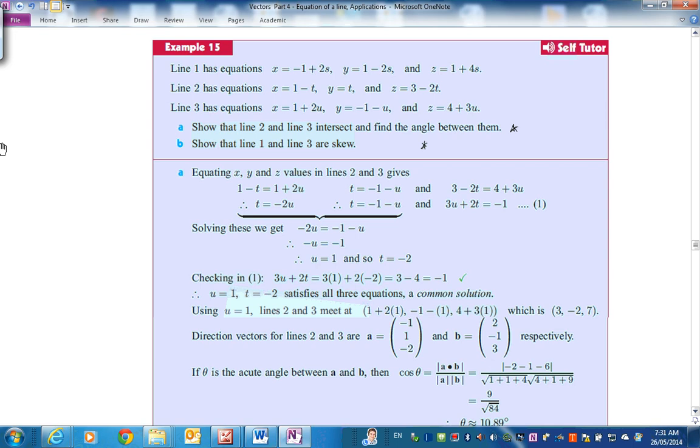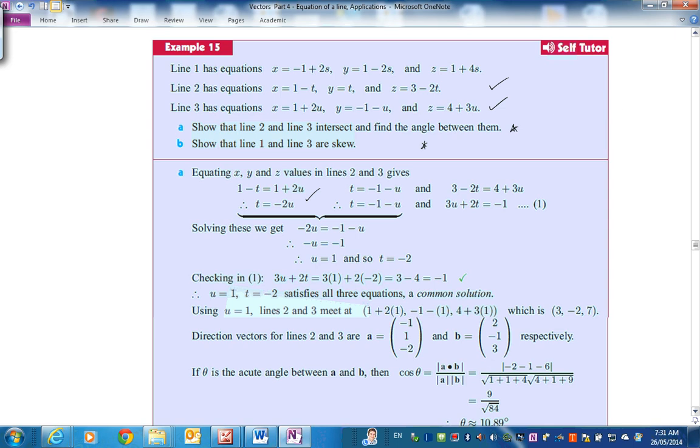Okay, let's have a look. Lines 2 and 3. We're going to use this one and this one. So the x, y and z values must all be the same. So there are the x values being equal. Okay, and what can we do here?